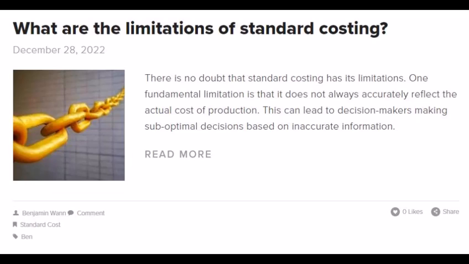In addition, standard costs can give managers a false sense of precision. They may believe their estimates are more accurate than they are, leading to poor decision-making. For all these reasons, it's essential to be aware of the potential pitfalls of standard costing. However, standard costing can be a valuable tool for managing resources effectively with a bit of care and attention.